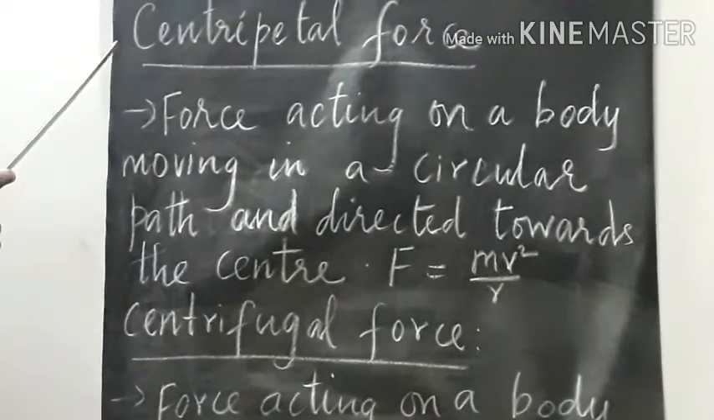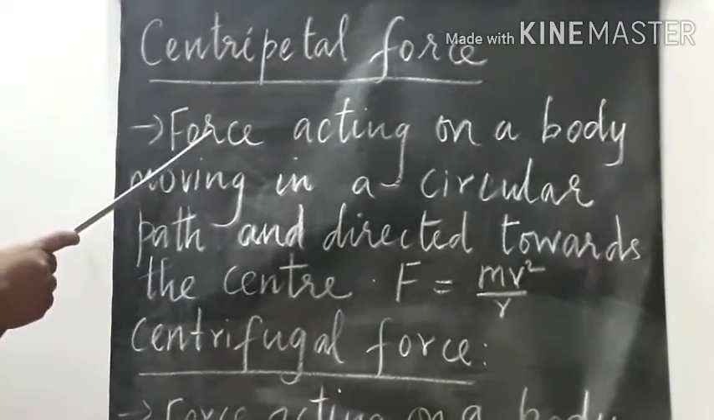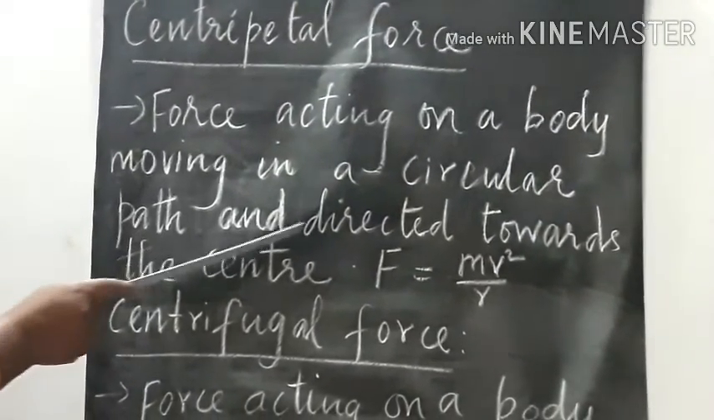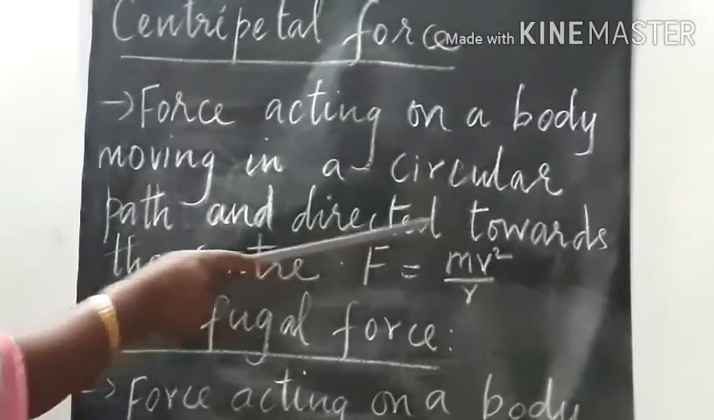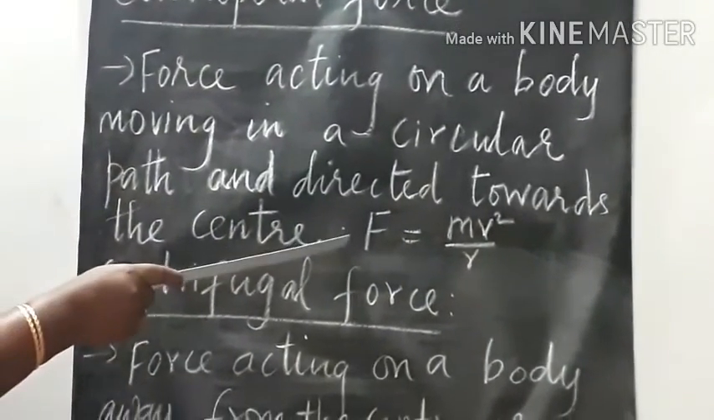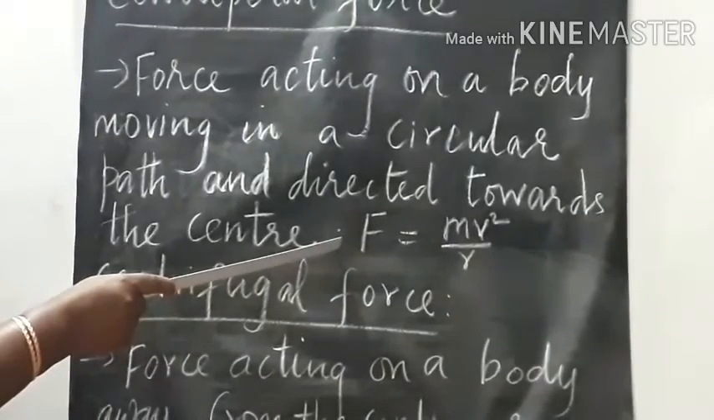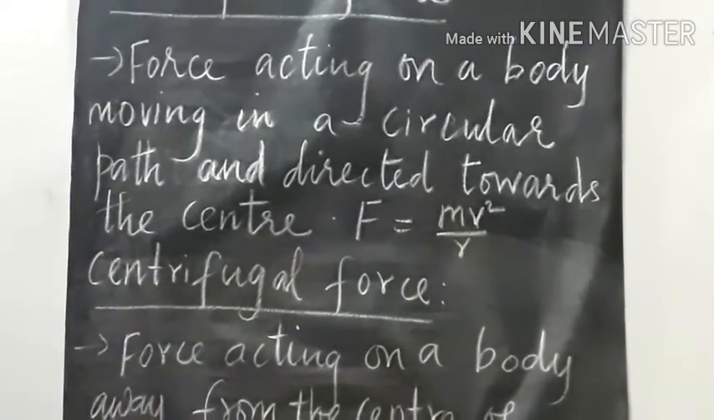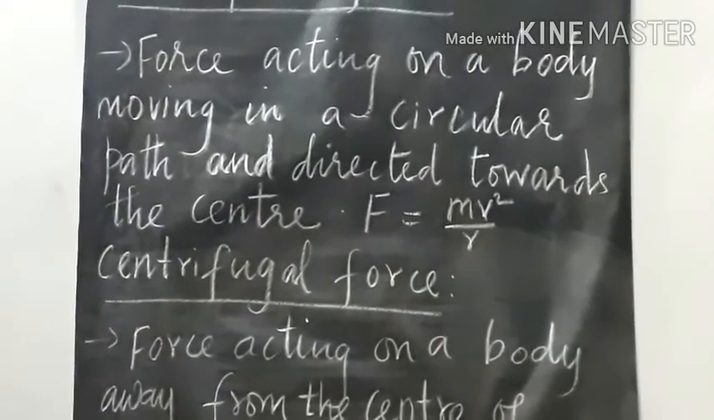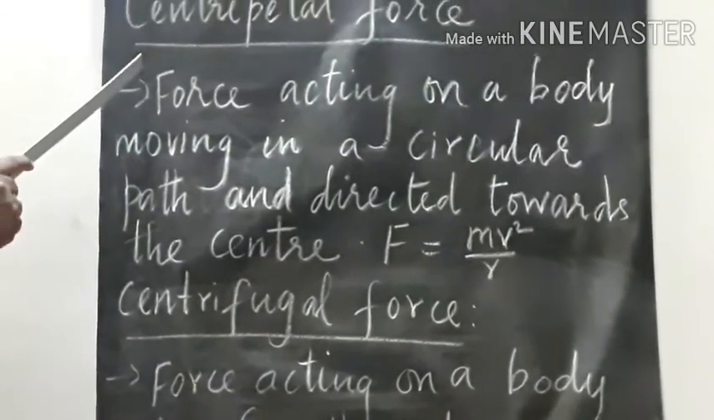Let us recall, what is centripetal force? The force acting on a body moving in a circular path directed towards the center is called the centripetal force, and the formula is F = mv²/r. The magnetic force, gravitational force, frictional force, everything comes under the centripetal force.